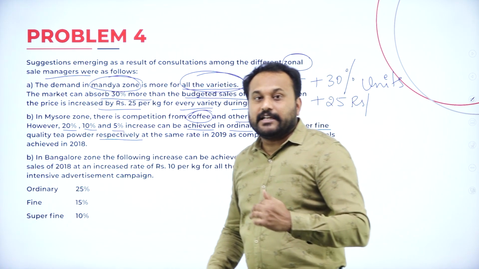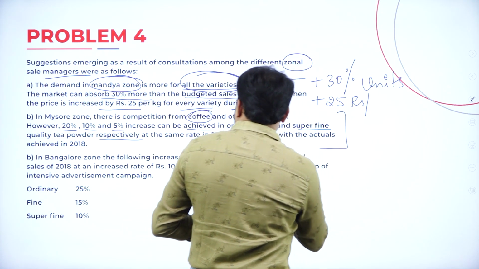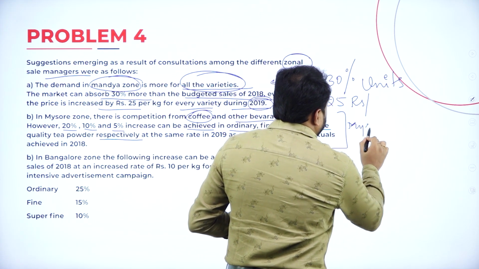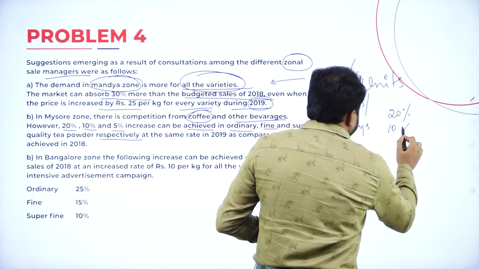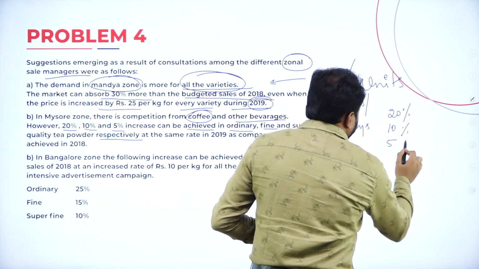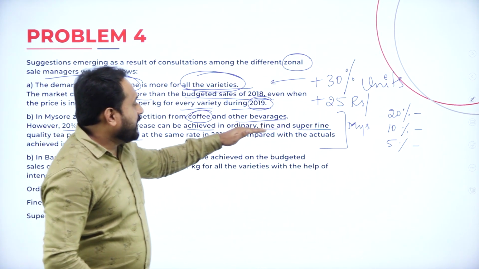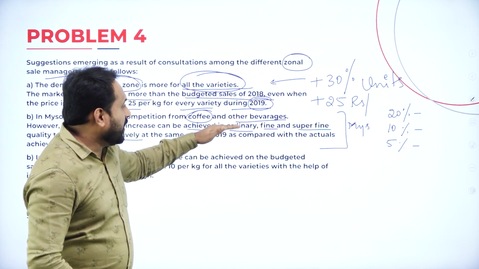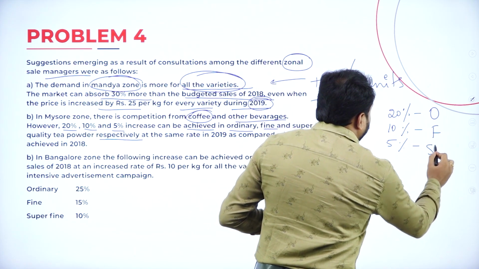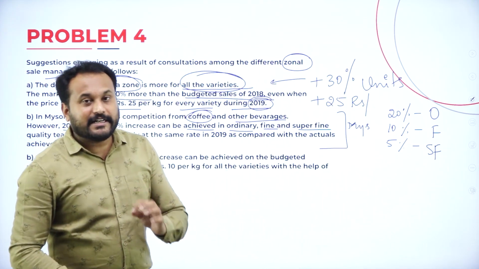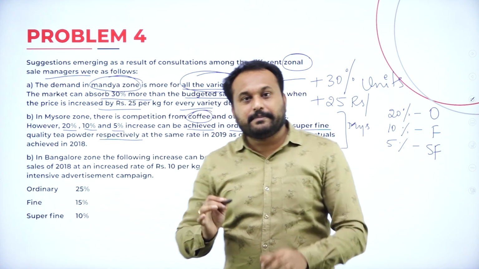When they say respectively, understand, firstly in order what exactly we have here. Let me just write this Mysore here for you. They say 20%, then the second one is 10% and the last one is 5%. And they say it is what can be achieved: ordinary, fine, super fine. Again in the order they have given, ordinary. So 20% is for ordinary, fine is 10% and super fine is 5% respectively. That is how you are supposed to understand the question. Hope you people got this.